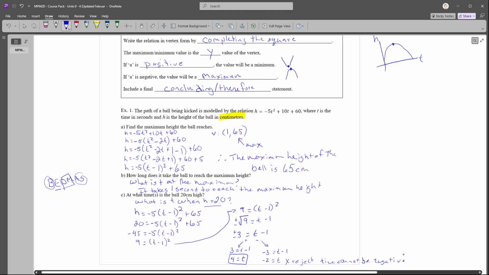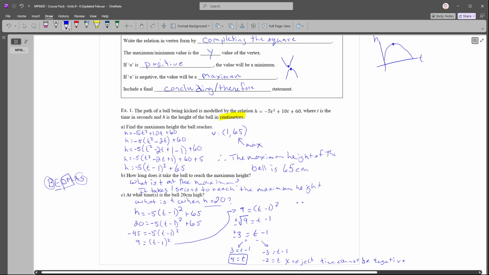Now this is important because we're going to come across this same situation in a lot of our problems, where we're going to end up with two possibilities. One of them is almost always going to get rejected. So we have to think about this. So I'm going to write a therefore statement, which is going to include this rejection.